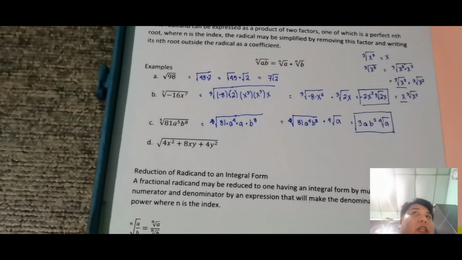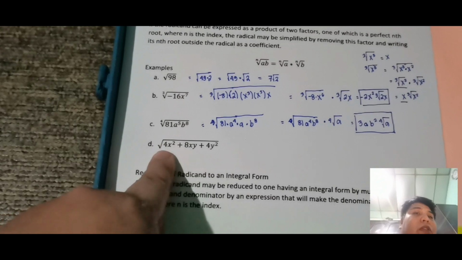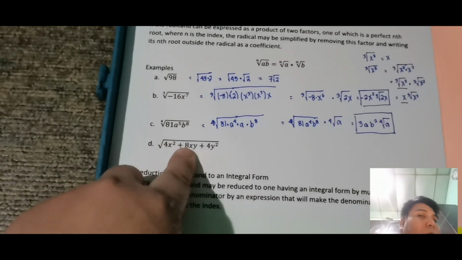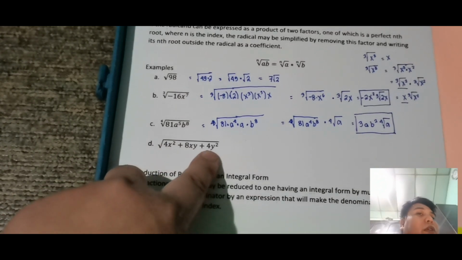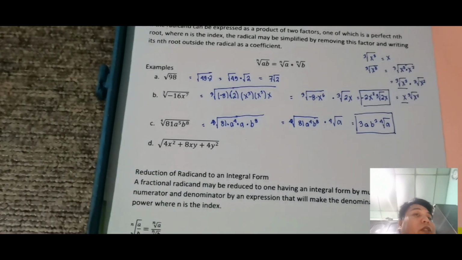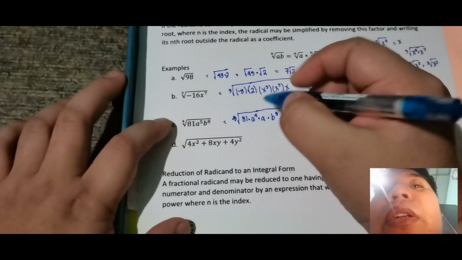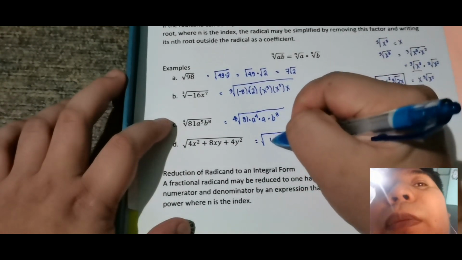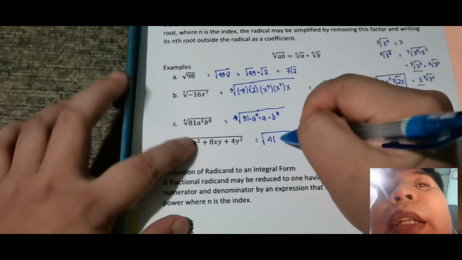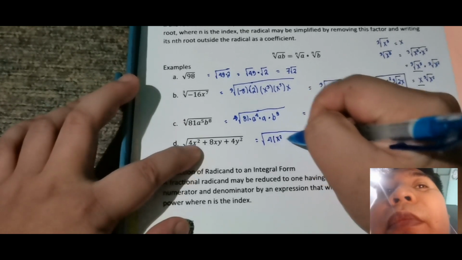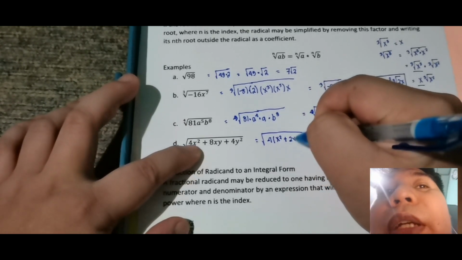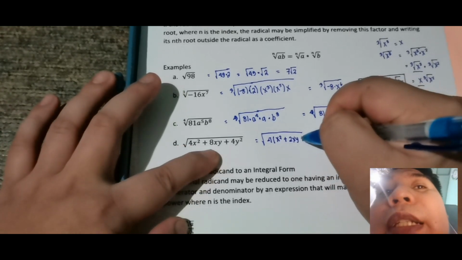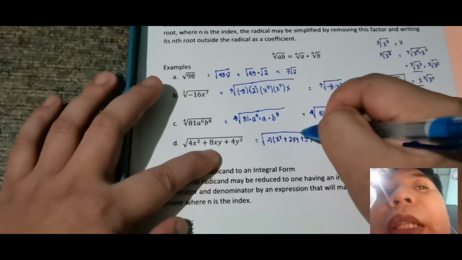Now, what sir notices is that there is a common factor in every term. There's a 4 there, there's a 4 in 8, there's a 4 in y squared. 8 I can express as 4 times 2. Okay, so meaning all of them have a factor of 4. So what I will do is factor out that 4. So that is equivalent to the square root of 4 multiplied by x squared, which is what's left, plus 2xy is what's left, plus y squared is what's left.